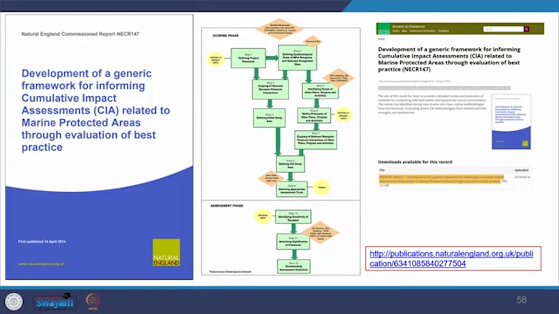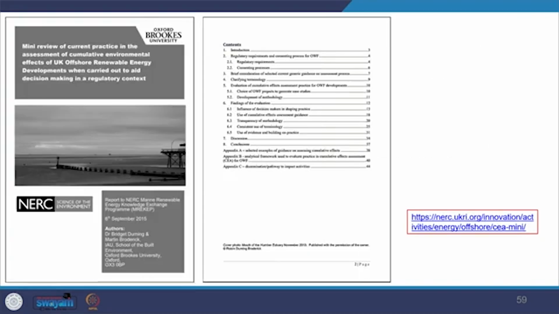Then you also see other guidelines, which are by Natural England Commission. So you see the development of a generic framework for informing cumulative assessment related to marine protected areas through evaluation of best practice. So you can also see how they give you the entire process, and the details are given. And then there's another guideline you can see: a mini review of current practice and assessment of cumulative environmental effect of UK offshore renewable energy developments. And then you can see that is also given.